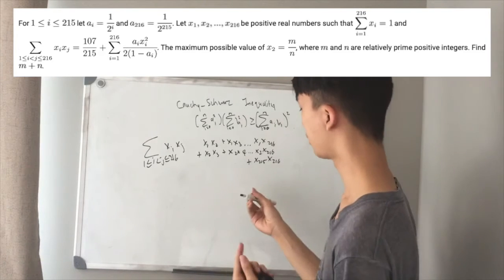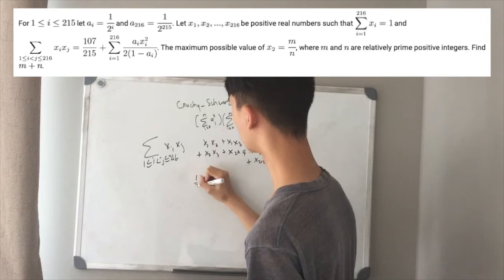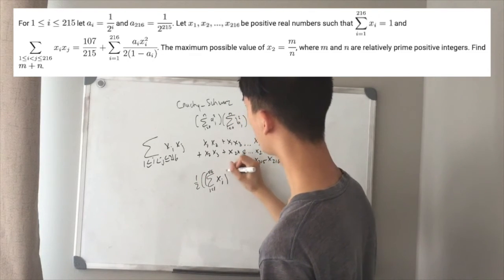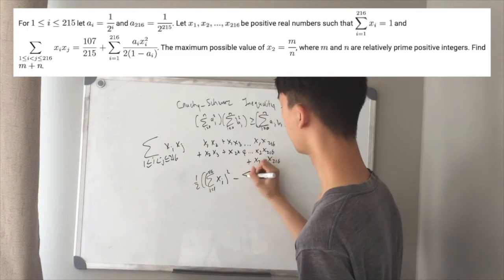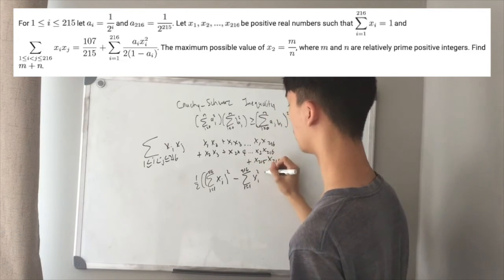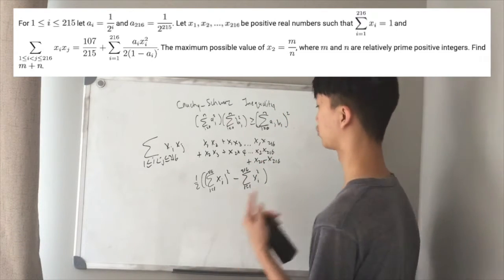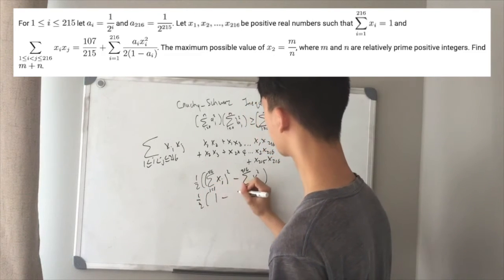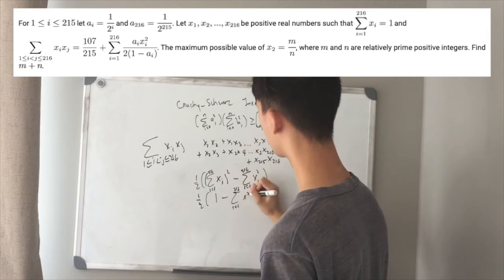And so this sum is equal to 1 over 2 times the sum of xi all squared minus the sum of xi squared. But we know from the problem that this is equal to 1. So we have 1 over 2 times 1 minus the sum of xi squared.